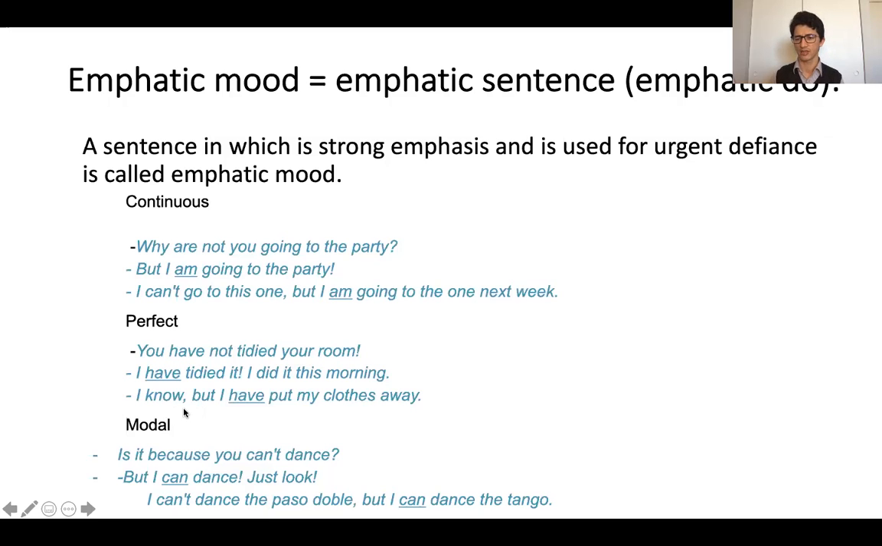Or you can make it by modal auxiliary verbs. You know, modal auxiliary verbs like will, would, shall, should, can, could, may, might. So you can use those kinds of modals also to show emphasis here. Is it because you can't dance? But I can dance. So you just put a stress on the "can". I can dance. Just look. I can't dance the paso doble, but I can dance the tango. So these are different kinds of dancing, tango and paso doble. I don't know what kind of dancing that is.